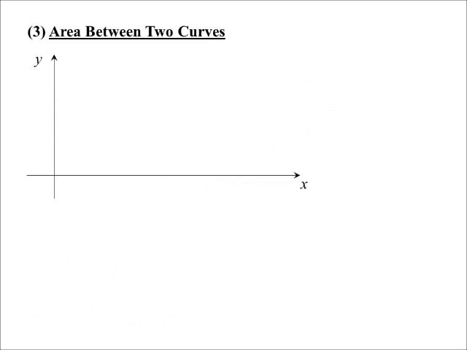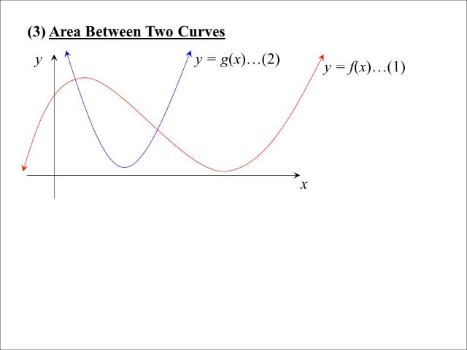Here's the interesting one. What happens if I want to find an area that's trapped between two different curves? So here's one curve, function f of x we'll call it. Here's another curve, g of x. And I want to find that area that's trapped between the two curves. How do we deal with this? Well, the first thing I'm going to need are the points of intersection, because that'll tell me where we're integrating from. So we'd solve the curves simultaneously and come up with our answer.